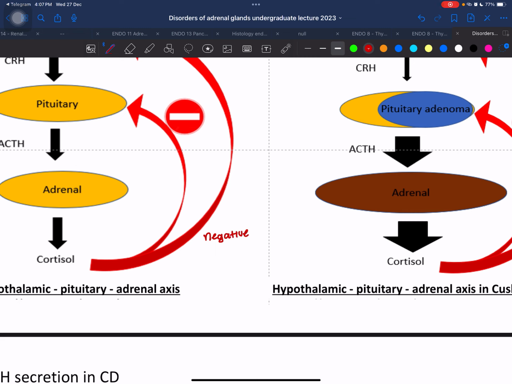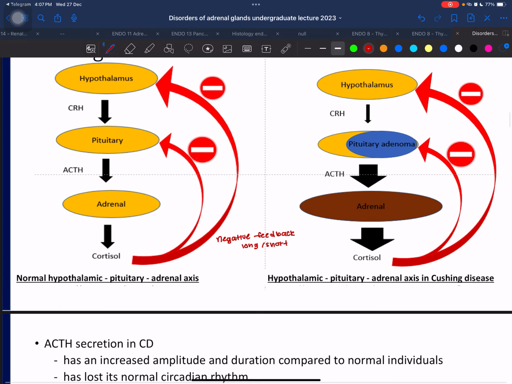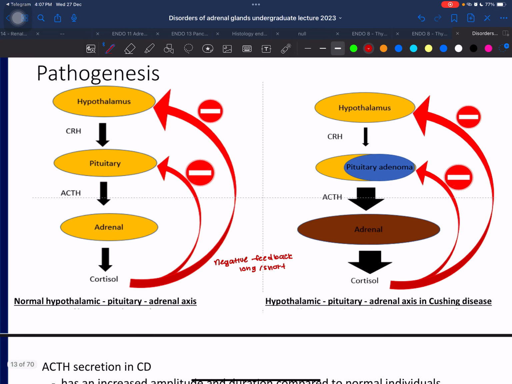Stop, I have too much cortisol. So the hypothalamus will reduce its secretion of CRH. That's why the body is always in a form of equilibrium. Everything is balanced. Now, when you have a pituitary adenoma, I've drawn here something like this. It's just like a tumor in the pituitary gland, right? So your pituitary adenoma grows excessively. It just produces ACTH excessively on its own.